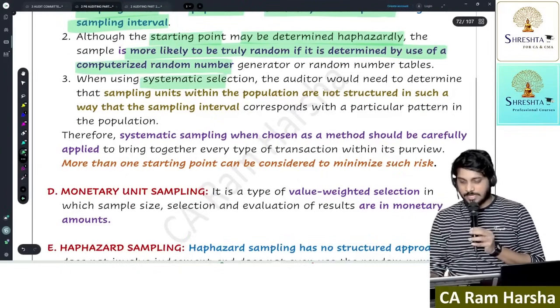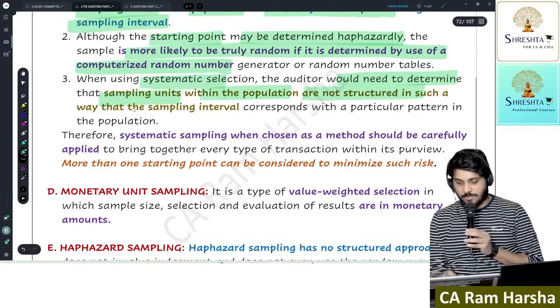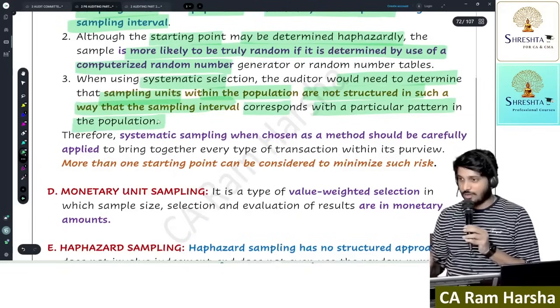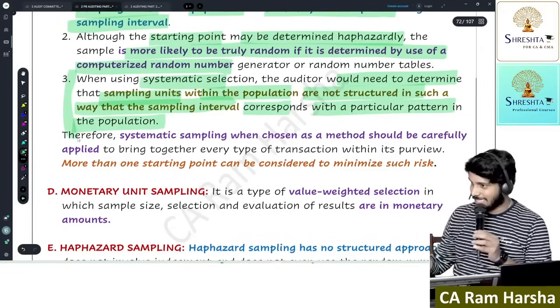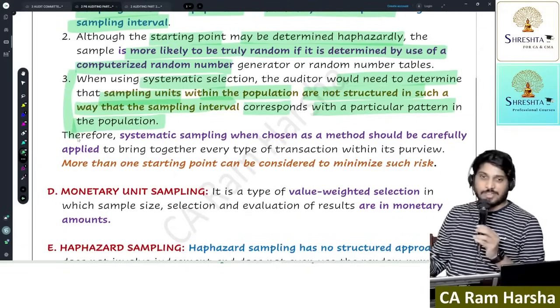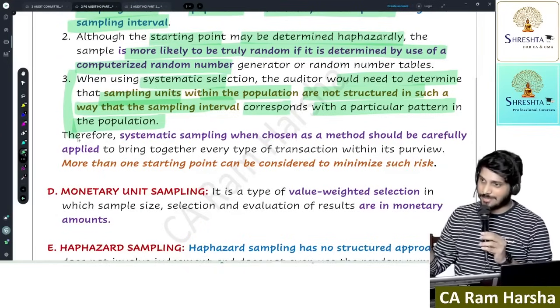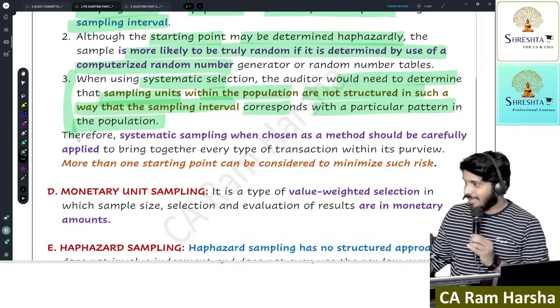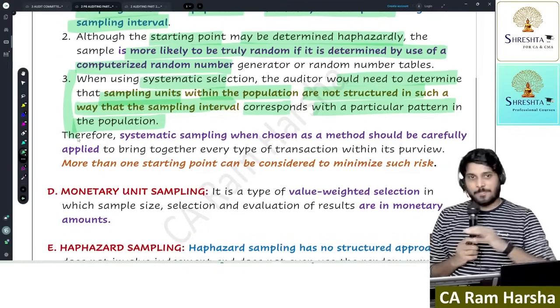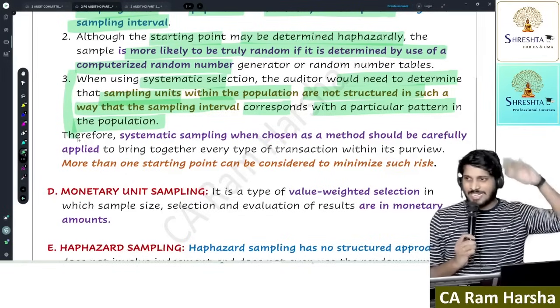When using systematic selection, the auditor would need to determine that sampling units within the population are not structured in a way that the sampling interval corresponds with a particular pattern of the population. So what is the sentence? If at all these kinds of sentences are asked as true or false statements, that's it, you're gone. Now in interval sampling, I am deciding to select every 14th item.